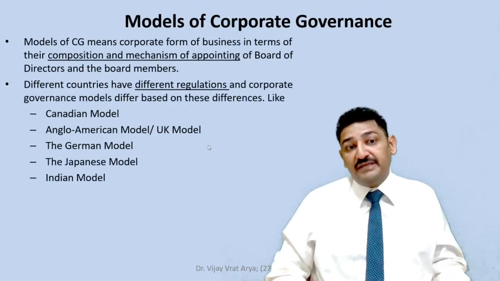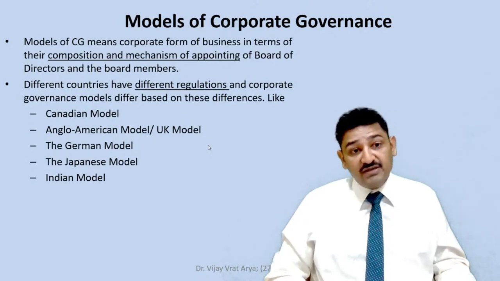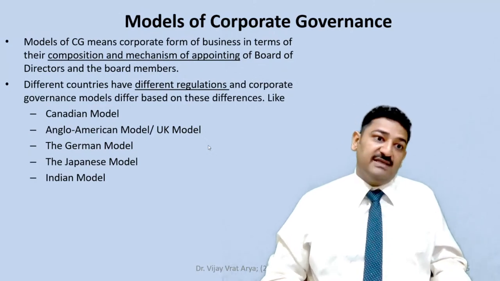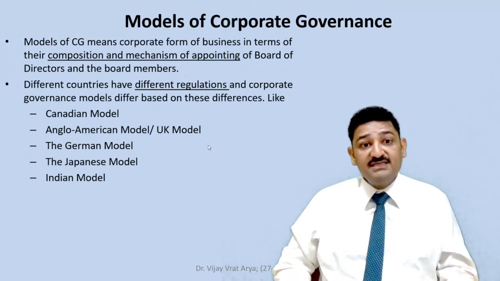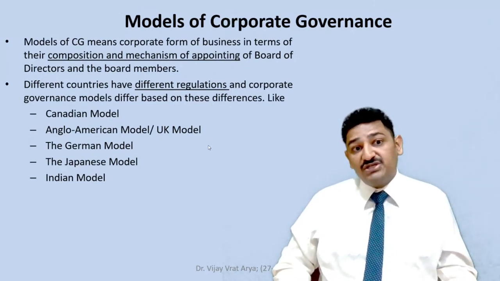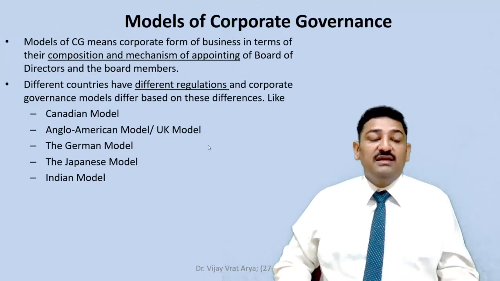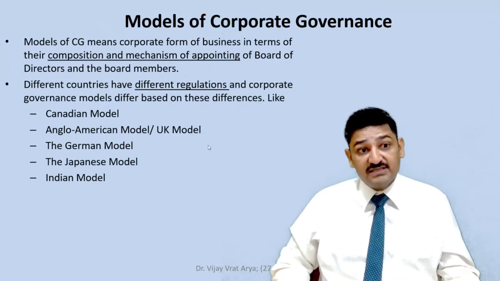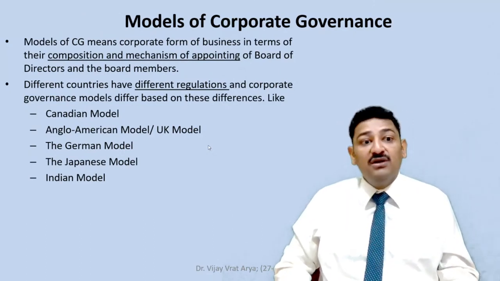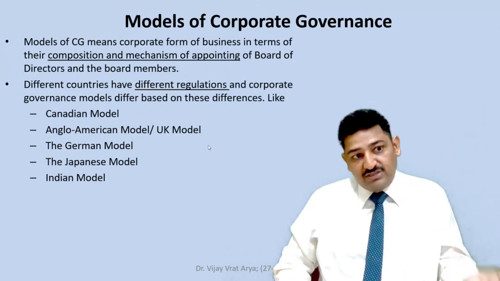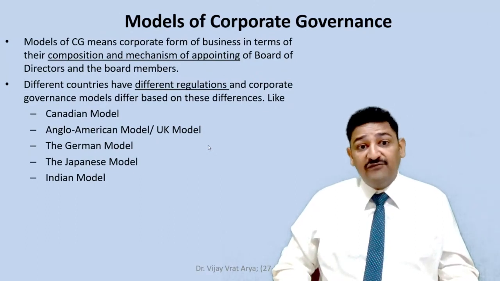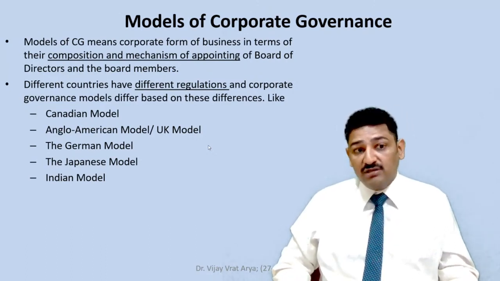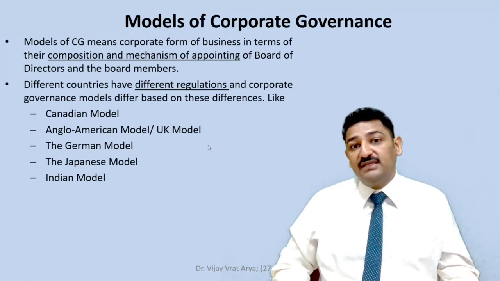Now, we need to discuss the different unique models of corporate governance that are considered the leading models. When we talk about the models of corporate governance, it means the practices, regulations and mechanisms adopted in different countries, where there can be a composition and a mechanism of appointing a board of directors, or sometimes we call them the think tank of an organization, or the board members. Different countries have different regulations towards corporate governance, and therefore, selectively, 4 to 5 models are considered very prominent in corporate governance.